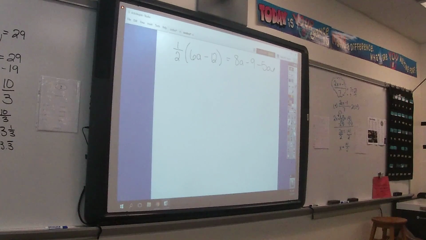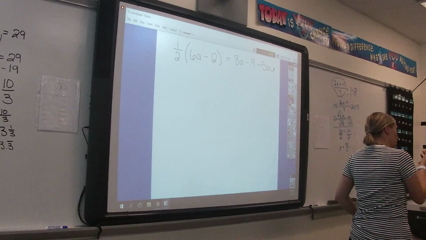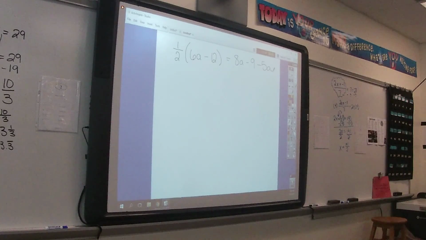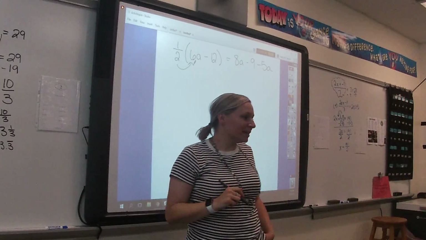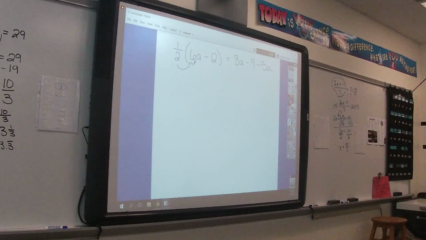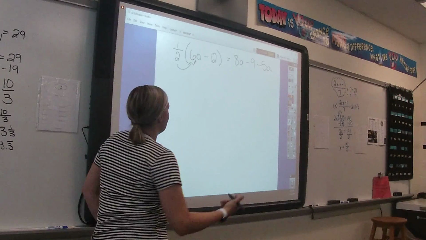One half times 6a minus 12 equals 8a minus 9 minus 5a. Are there parentheses? Yeah, so what do we need to do? Distribute. I'm putting this one specifically up here because my students mentally make an error here. What is 1/2 times 6? 3. Half of 6 is 3.